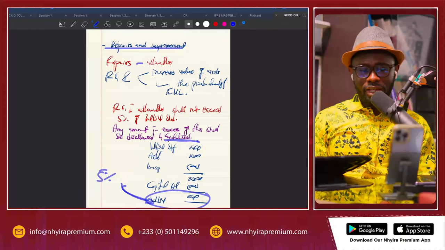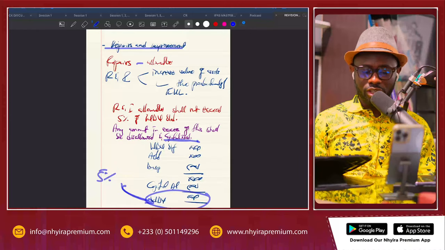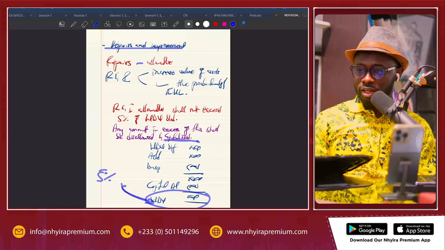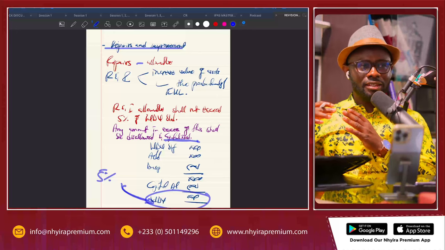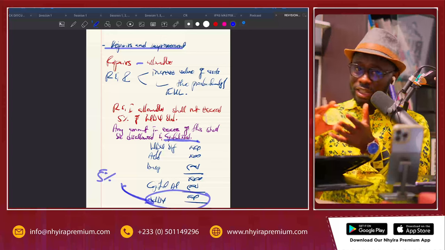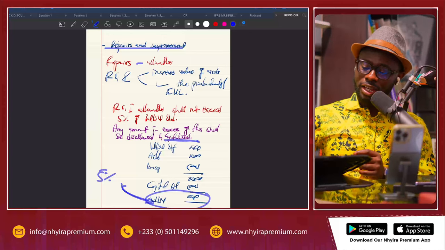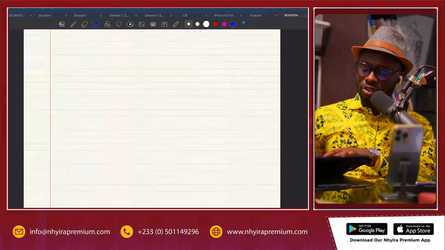So that is repairs and improvement and what you need to understand in that particular case. Then, still in line with capital allowance issues, the next one is acquisition of assets.